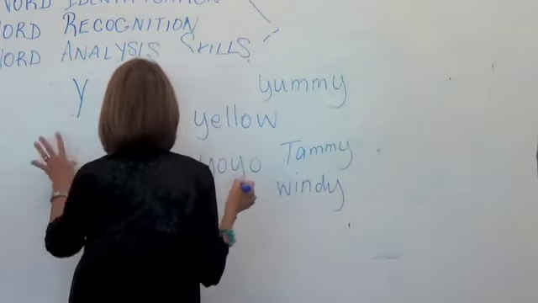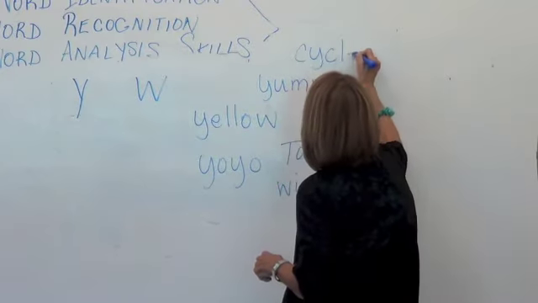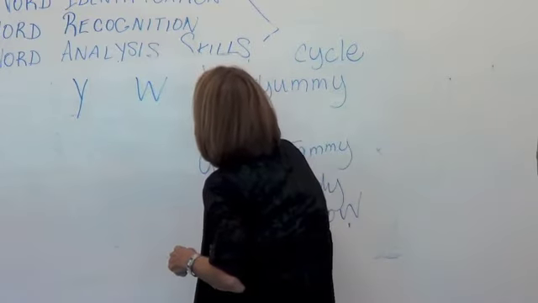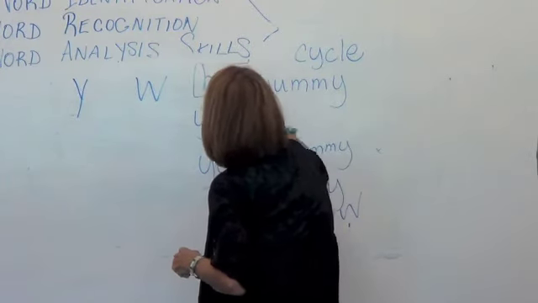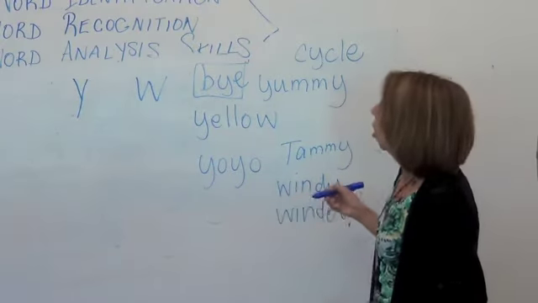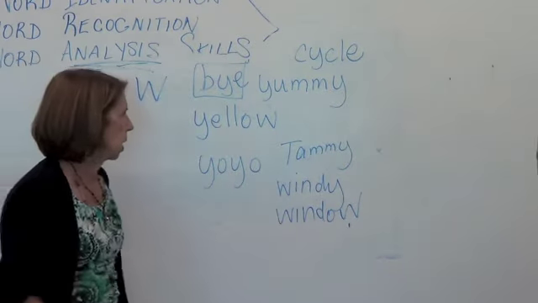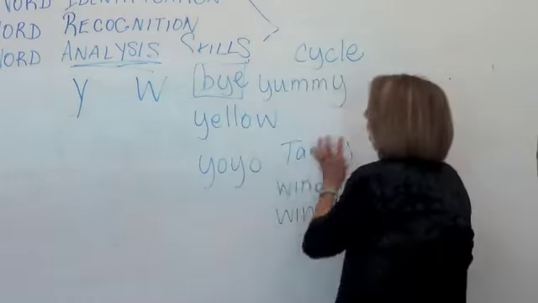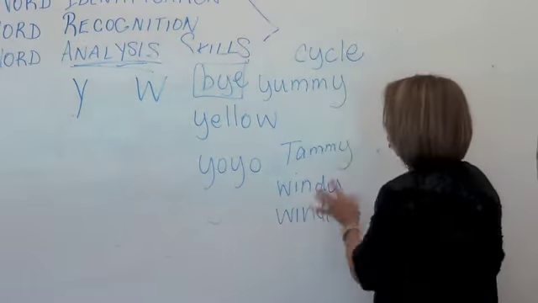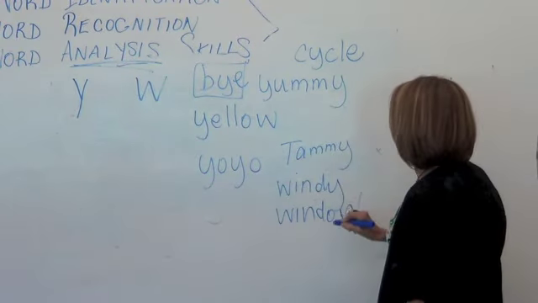What about the word window? I should have put these over here under the Y. Window. What about analysis? Oh, there's a good one that we already had up there. Okay, so we've got several Y's, so let's talk about the Y. I want you to look at the words that we wrote here: cycle, by, yummy, yellow, yo-yo, Tammy, windy, window.